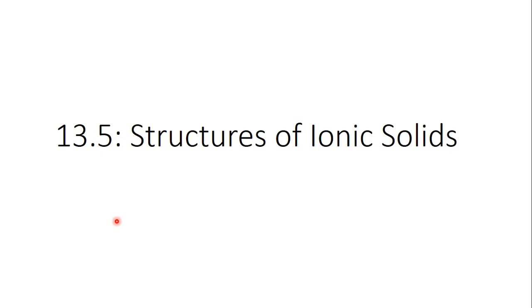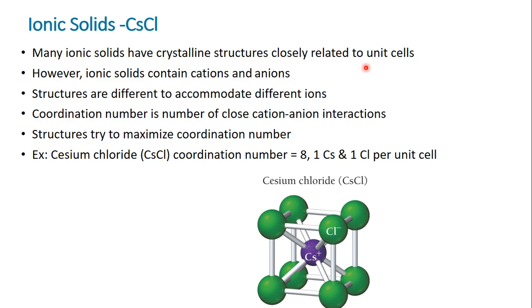In this video, we're going to look at structures of ionic solids now. An ionic solid structure is very similar to the structures we saw in our previous videos when we were talking about unit cells. The big difference though, is that when we were talking about the unit cells originally, we were just talking about one atom or one type of atom. And ionic solids must have multiple types of atoms.